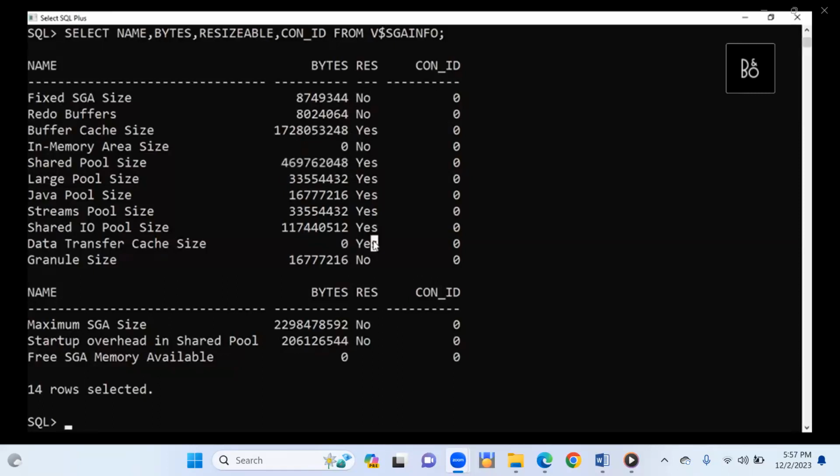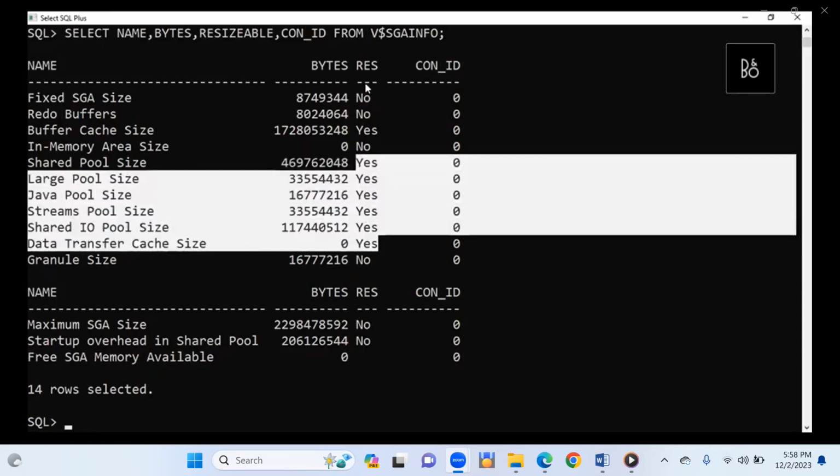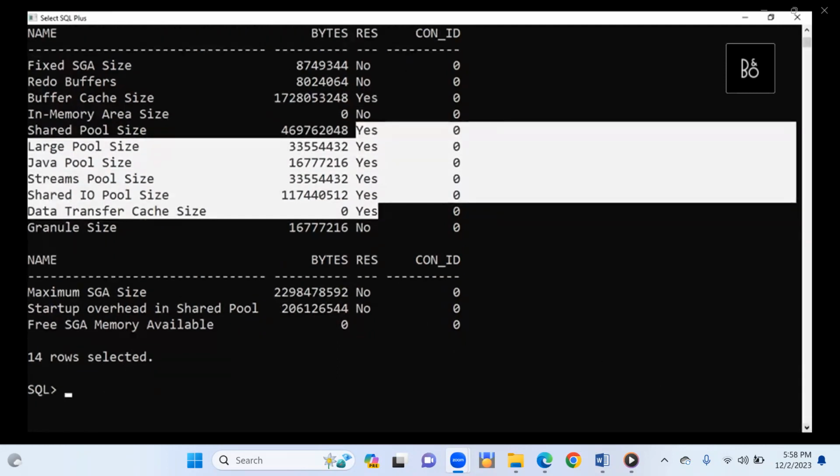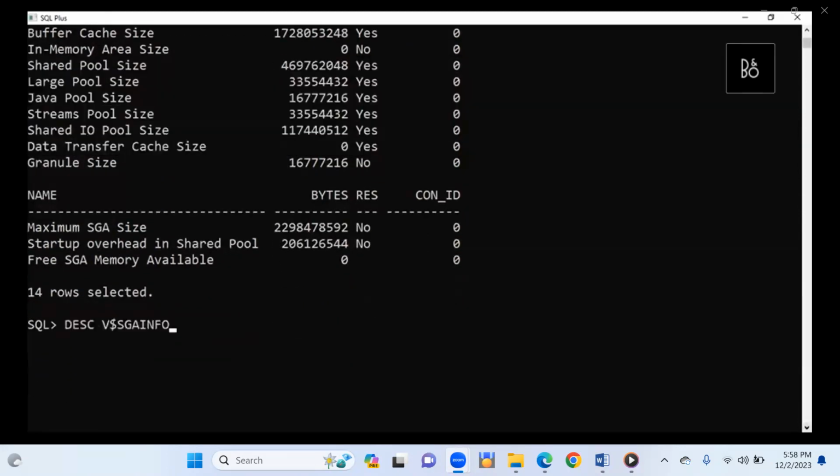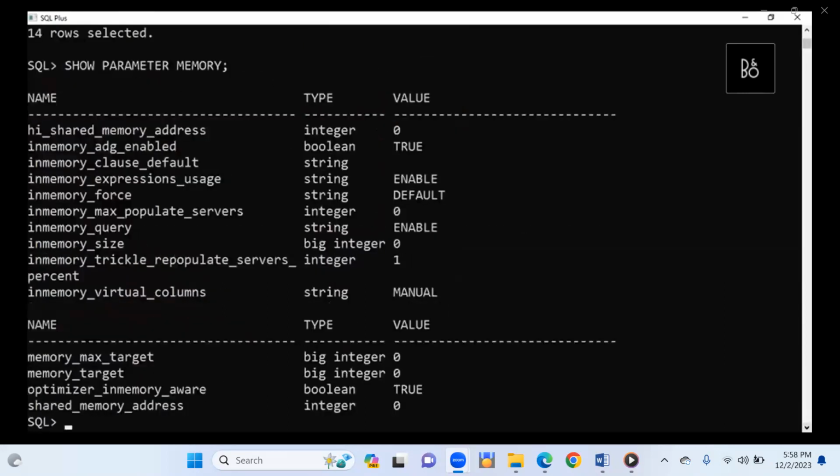So it's allowed for you to adjust these SGA components. Those are the few things I want to talk about as far as memory is concerned. And of course, we have these parameters. There are many parameters you can use. You can use show parameter target. You can use show parameter memory. If I repeat show parameter memory, you can see it gives us this.